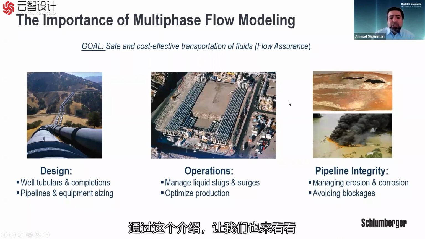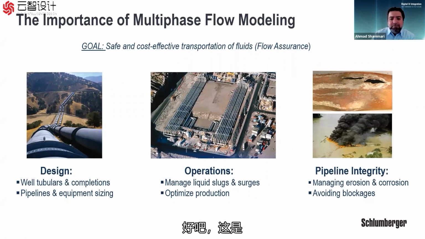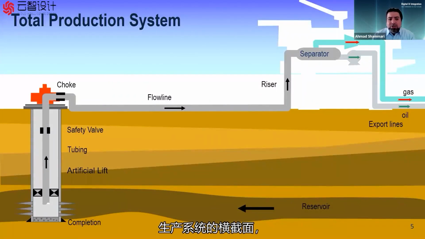So with this introduction, let's take a look into the pressure concept in any production system. This is a cross section of a production system. And of course we all know that the production starts from the reservoir. The hydrocarbon, whether it's oil or gas, will flow in the porous media until it reaches the well, and then it will flow inside the tubing.